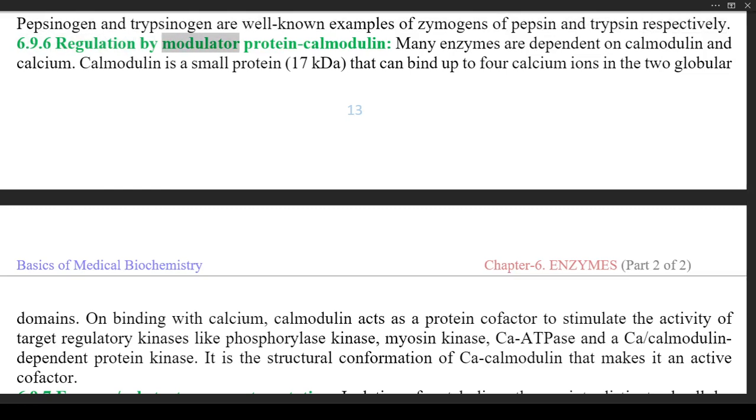6.9.6 Regulation by modulator protein calmodulin. Many enzymes are dependent on calmodulin and calcium. Calmodulin is a small protein, 17 kDa, that can bind up to 4 calcium ions in the two globular domains. On binding with calcium, calmodulin acts as a protein cofactor to stimulate the activity of target regulatory kinases like phosphorylase kinase, myosin kinase, Ca-ATPase, and a Ca/calmodulin-dependent protein kinase. It is the structural conformation of Ca-calmodulin that makes it an active cofactor.